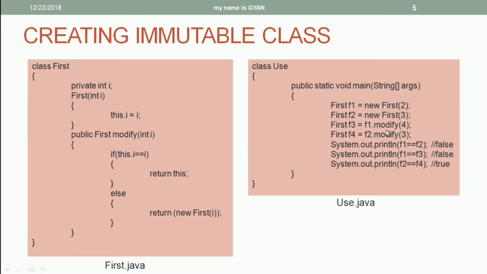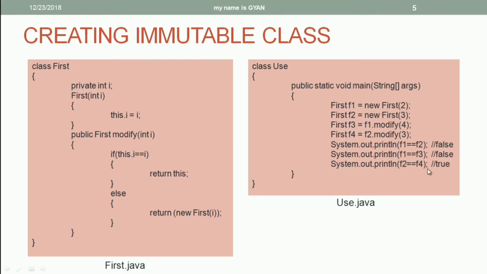Then after that we are calling the method modify by using the reference variable f1. We are calling the method modify with the argument 4. That means we want to change the value of the field i of the object whose reference is stored in the reference variable f1. Then the method modify checks if the caller object's i, meaning f1.i, is equal to 4 or not. In this case the field i of f1 is 2, which is not equal to 4. That's how in this case the method modify will create a new object with the content 4 and will return the reference to the newly created object, and that will be stored into the reference variable f3.